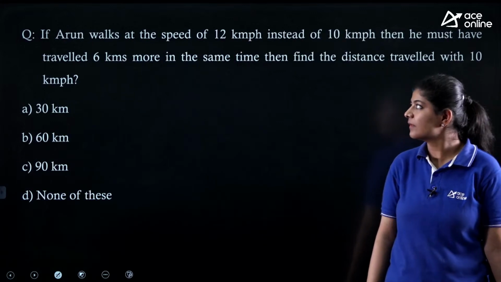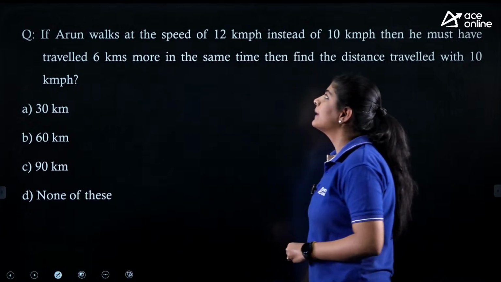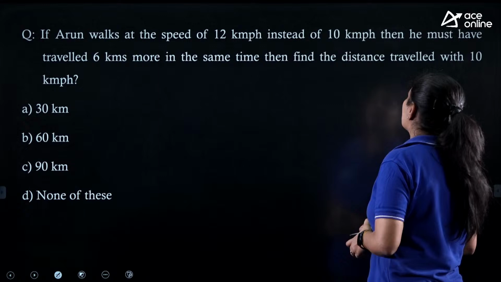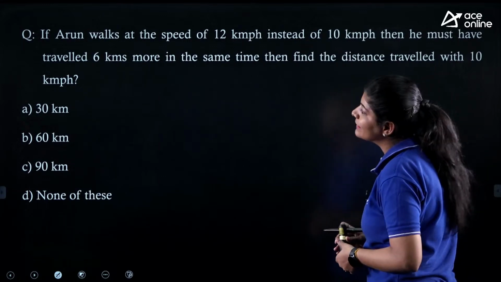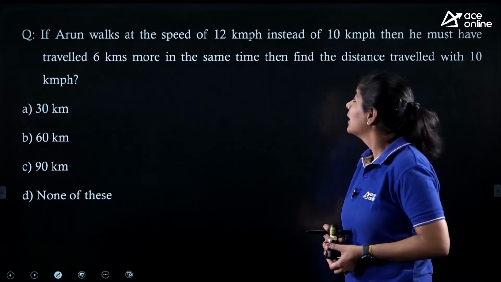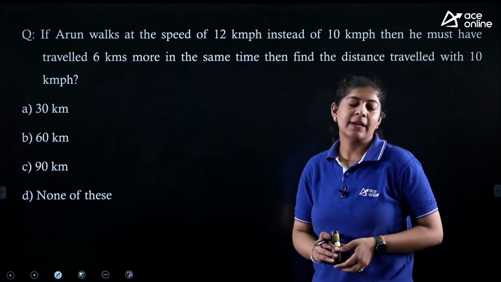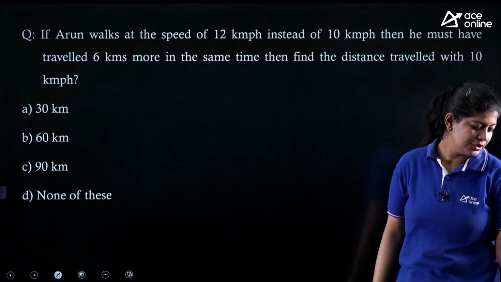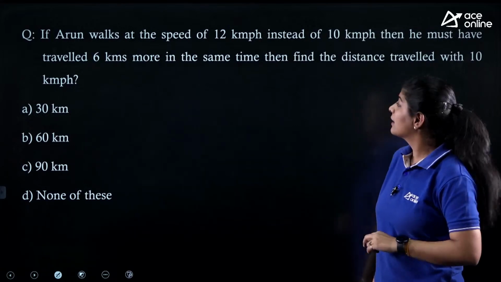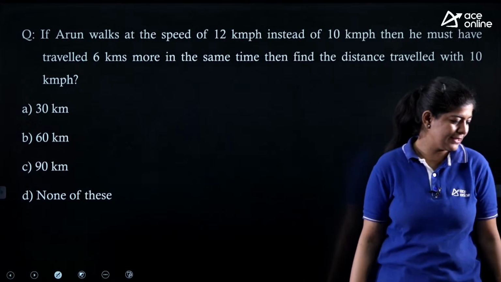Next. The next question says that if Arun walks at a speed of 12 kilometers per hour instead of 10 kilometers per hour, then he would have travelled 6 kilometers more in the same time. Then find the distance travelled at 10 kilometers per hour. Now what we need to do here, some condition is given and the question wants to know how much distance was covered by Arun at 10 kilometers per hour. This is a very simple one.